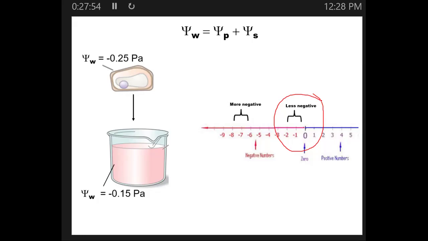So now you say, okay, well, I know water moves from less negative to more negative. So then you look in the two parts of the system and you say, which number is less negative? So which of those? Is it 0.15 or 0.25 that's less negative? Which one's closer to 0? 0.15, right? So this one is less negative.